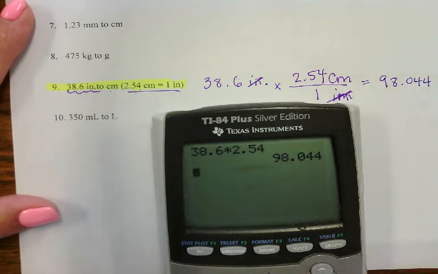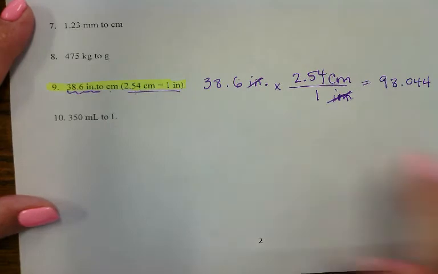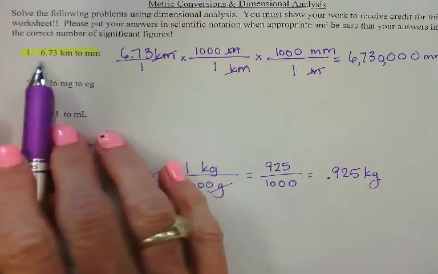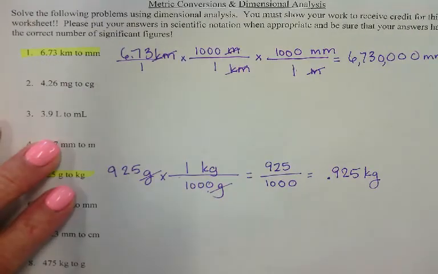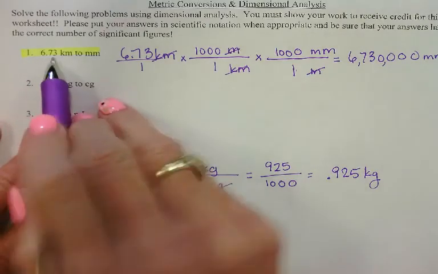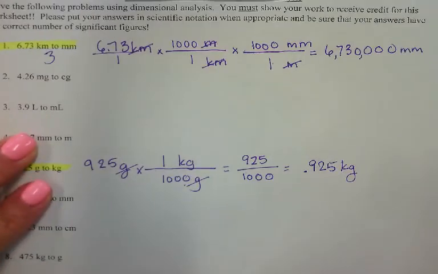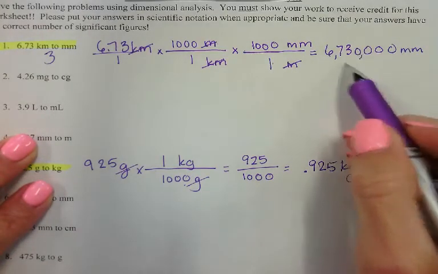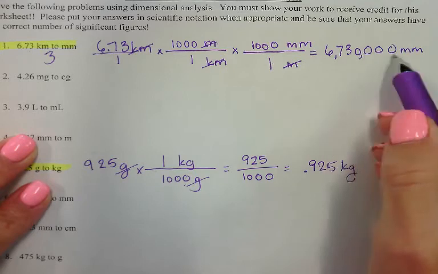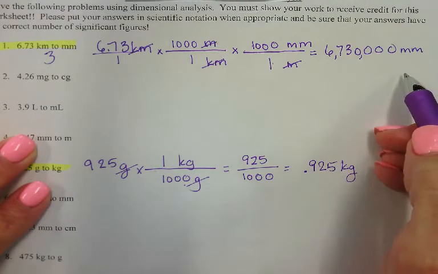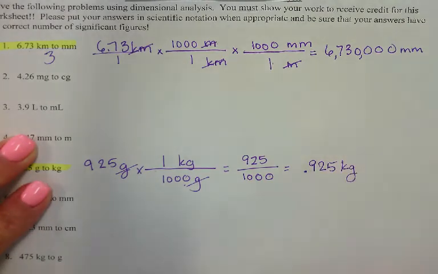98.044. Okay, so let's go back and look at sig figs, shall we? How many sig figs are in number 1? How many sig figs are in 6.73? 3, right? So my final answer here can only have 3 sig figs. What about these zeros? Well, if there's no decimal point, if there's no dot, then these final zeros are not significant. So that is 3 sig figs.